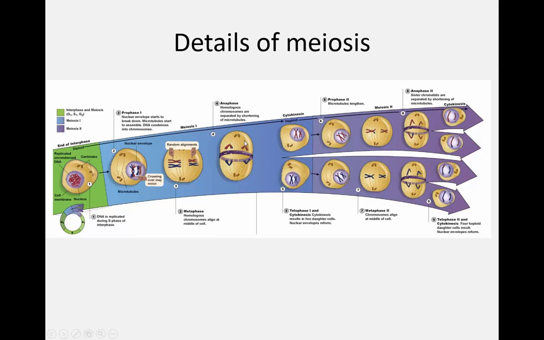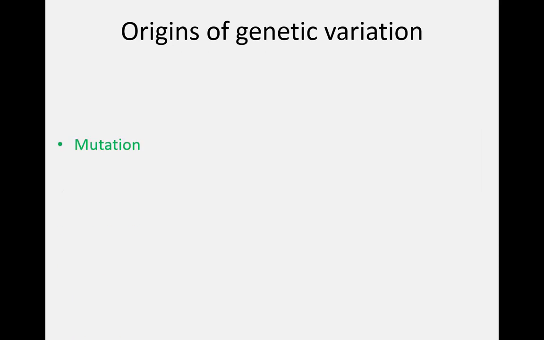we separate those pairs, the blue from the red, and we end up with 2 cells at the end of meiosis 1 that still have sister chromatids, and meiosis 2 is all about separating those sister chromatids and ending up at the end with 4 haploid genetically unique cells. So that basically summarizes meiosis.